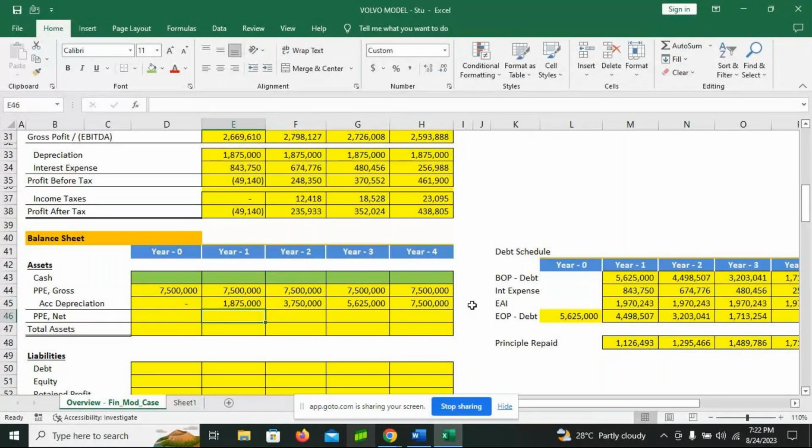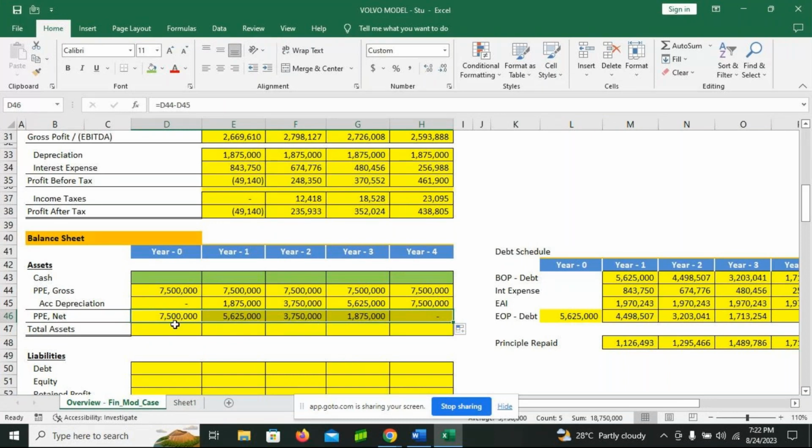Okay. So by the end of the fourth year, you can see the entire amount is done. Next, PPE net. So that will be equals gross minus depreciation. So first year there is nothing. So by the end of the year, everything will be clear.